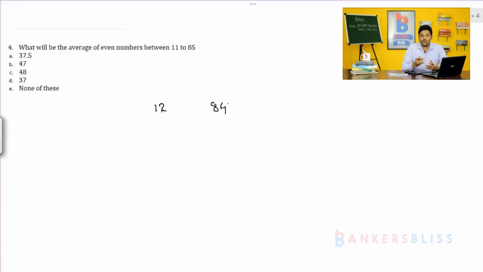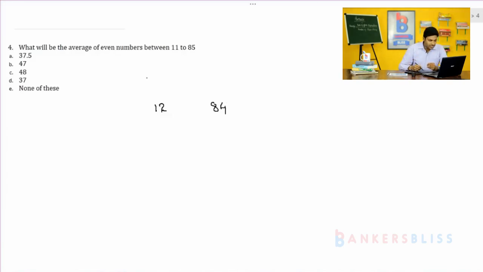Even numbers 12, 14, 16, 18, 20 have a common difference. So if we have a common difference, then the series is in arithmetic progression. If the series is in arithmetic progression, we can use first term plus last term by 2, because the middle term will be the average.